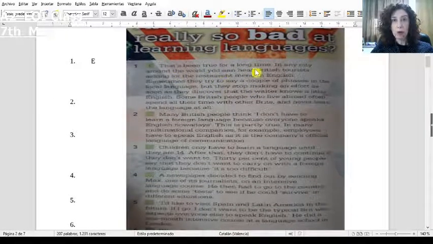That's been true for a long time. In any city around the world, you can hear British tourists asking for the restaurant menu in English. Sometimes they try to say a couple of phrases in the local language, but they stop making an effort as soon as they discover that the waiter knows a little English. Some British people who live abroad often spend all their time with other Brits and never learn the language at all. Vienen hacia España y están todos juntos, ¿no? Todos ingleses juntos, and they don't need to make the effort, esforzarse. Then pause the video, pare el video, and do it at home.